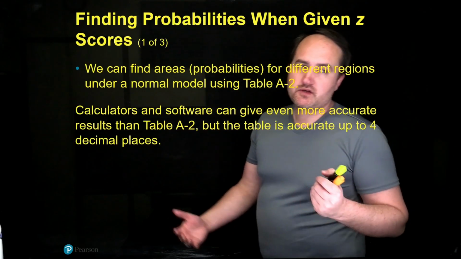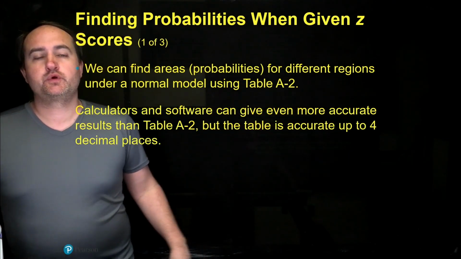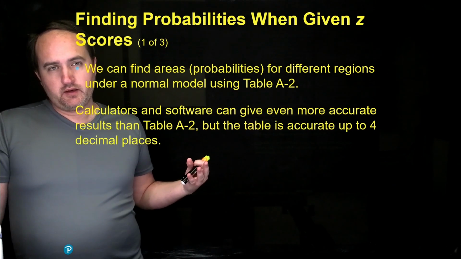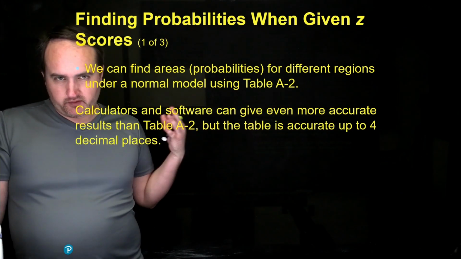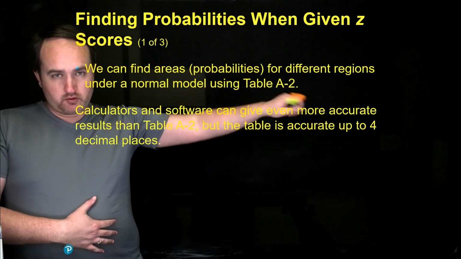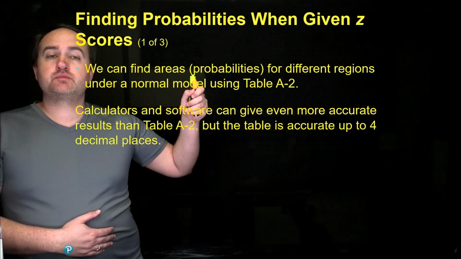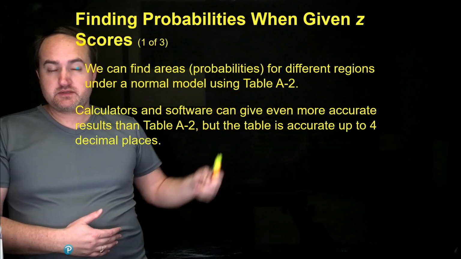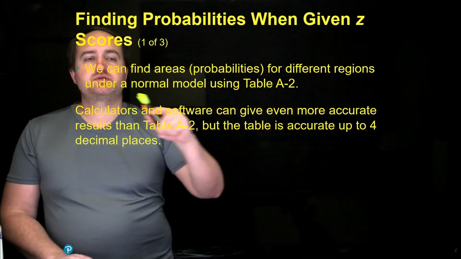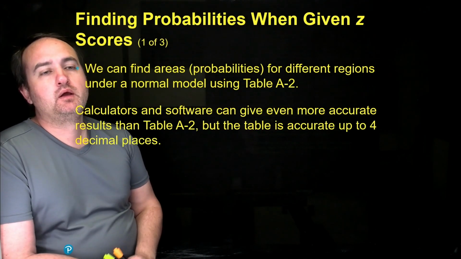All right, so like I keep saying, we're able to use a table which is what I'm going to be focusing on. Even though software like computers and calculators can do this as well, I don't require those. So we're just going to learn it the old-fashioned way with the table. So you can find areas. Remember that areas and probabilities are equivalent for different regions under a normal model using table A2 from our book.